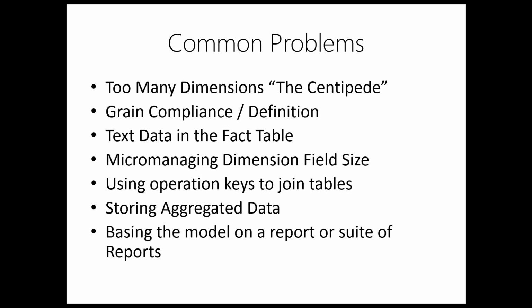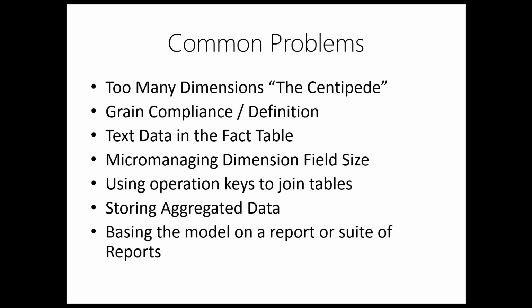Patterns for storing text data in the fact table. Sometimes you can turn that into a dimension. Sometimes you can't. Micromanaging dimension field size. I prefer integers, primarily because it makes things simpler when I'm working with Analysis Services. But with a really large dimensional model, sometimes a tiny int, if that covers all your dimension keys, is the right choice. We talked a bunch of times about using operational keys to join tables. Sometimes it's the only option you have. So definitely put those in your models, like Josh had suggested. I think that's a good thing to do, especially if the tables aren't super huge to begin with.